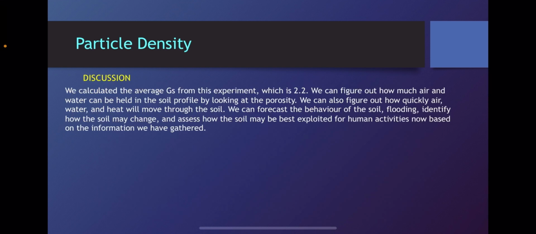So the discussion is we calculate the average specific gravity from this experiment, which is 2.2. We can figure out how much air and water can be held in the soil profile by looking at the porosity. We can also figure out how quickly air, water, and heat will move through the soil.